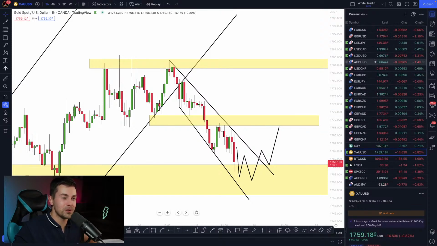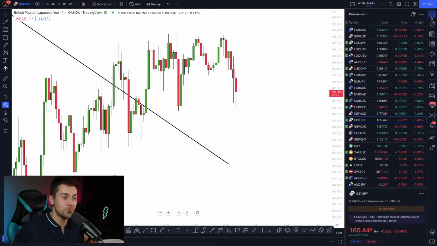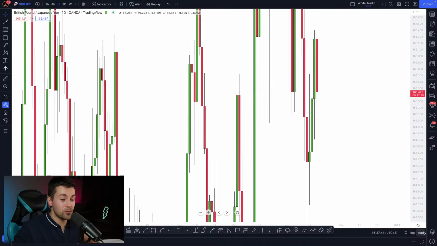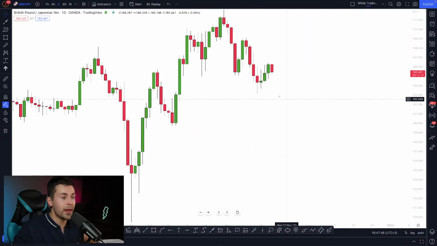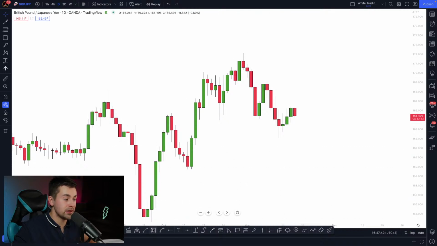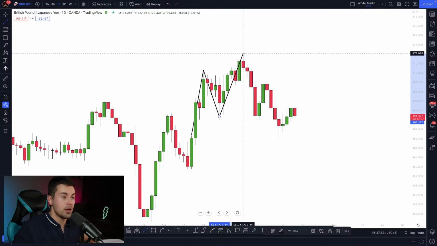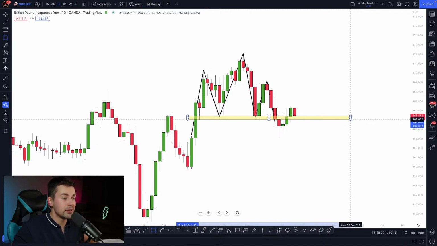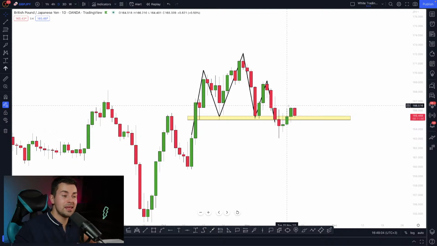So pound yen. Here's pound yen. The situation on pound yen is very tricky. The fact is that on the pound yen pair, we have recently spotted a head and shoulders pattern, here on a daily time frame. And the price right here violated the neckline of this head and shoulders pattern. And now we see its retest. Moreover, the market even managed to go a bit higher.